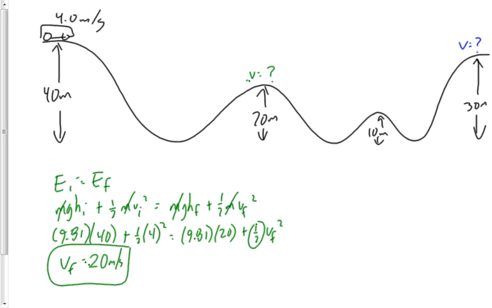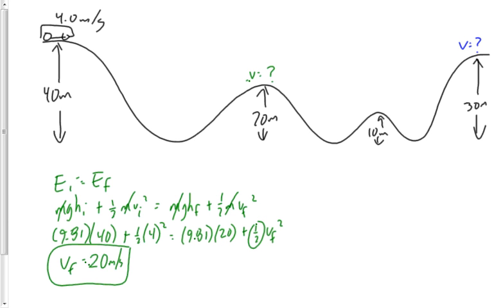Now, let's do the blue one, height of 30 meters. What's your prediction? It's moving at 20 meters per second. Coincidence or not? The height of 20, started at 4 at a height of 40, moving at 20 at a height of 20. Is our new speed going to be 30 meters per second? What do you think?